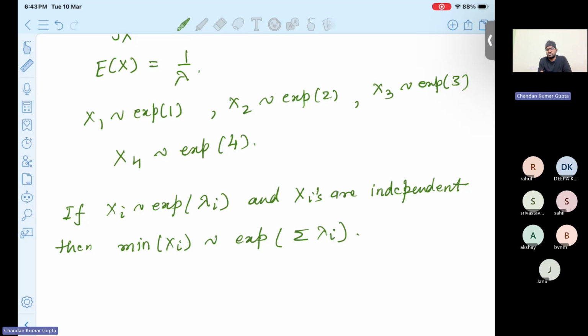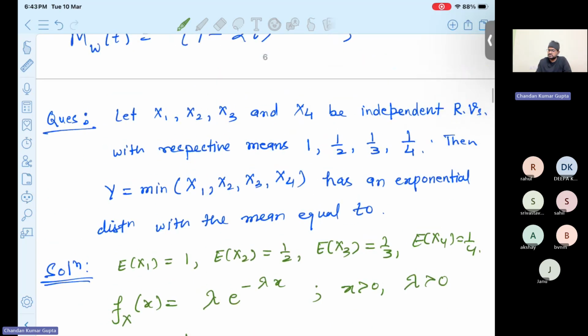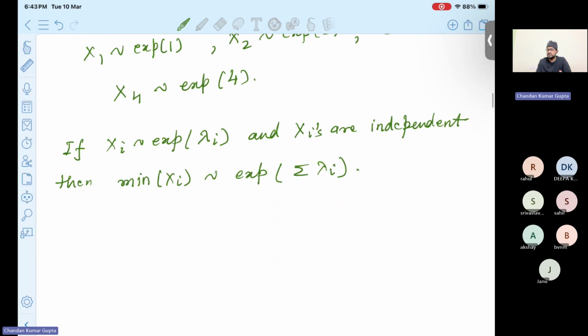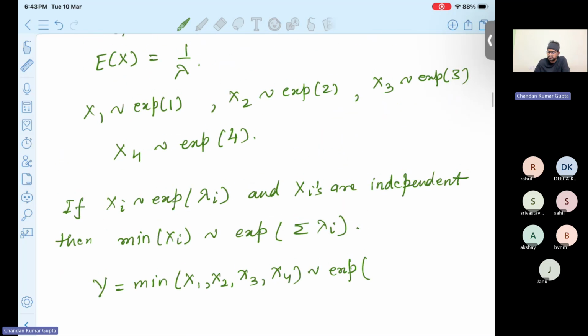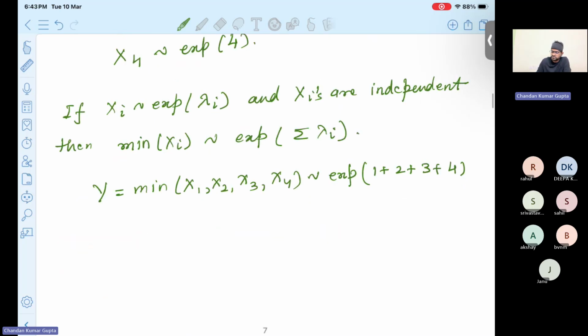x1 follows lambda 1, x2 follows lambda 2, in the same manner x4 follows lambda 4, and the xi's are independent. That is already given in our case. So in that condition, the minimum of xi follows this. According to this rule, y, which is the minimum of x1, x2, x3, x4, follows exponential. Lambda 1 is 1, lambda 2 is 2, lambda 3 is 3, and lambda 4 is 4. So this implies y follows exponential distribution with parameter 10.